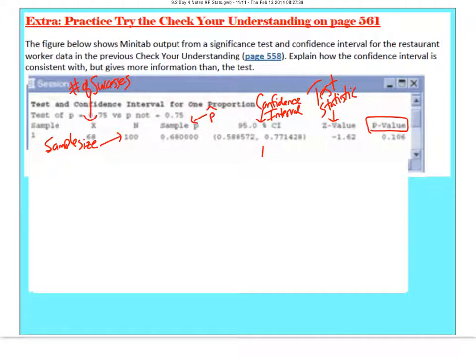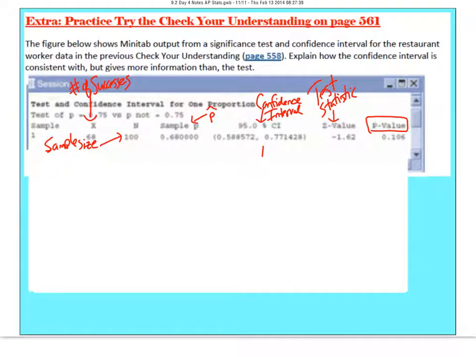Now, this is some extra practice, but it's also just some good computer output review. So on this, let's just look through it. It's a Minitab output, which is from the computer, from a significance test and a confidence interval for a restaurant worker, and a previous check your understanding. So explain what the confidence interval is, and let's just read the output. Now, I don't really remember the example per se, but let's just highlight a few things.